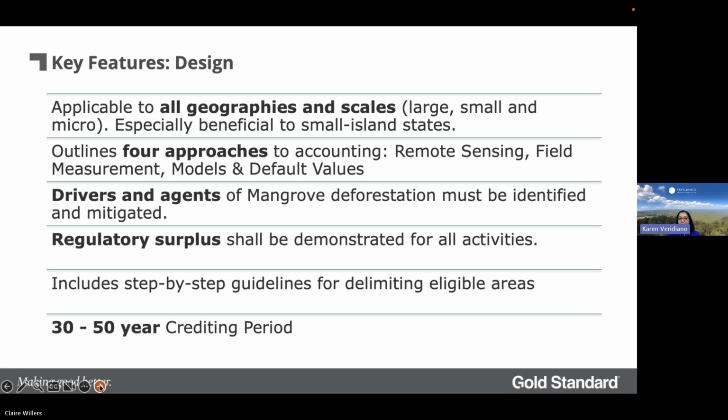Other types of key feature designs within this methodology is that it's applicable to all geographies and scales. So whether it's a large, medium, small or micro scale project, as long as you are compliant with the different requirements of the methodology, then you can apply and use this specific methodology. And this is especially beneficial to small island states that would have higher risk and vulnerability when it comes to natural disasters and natural occurrences, as well as effects of the climate crisis.